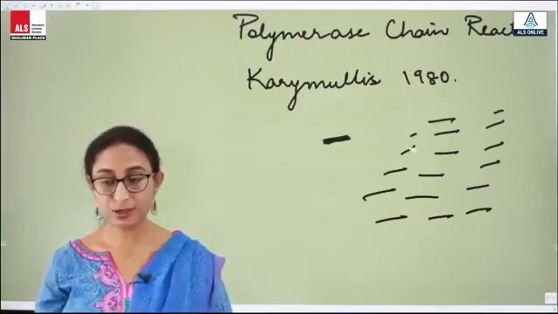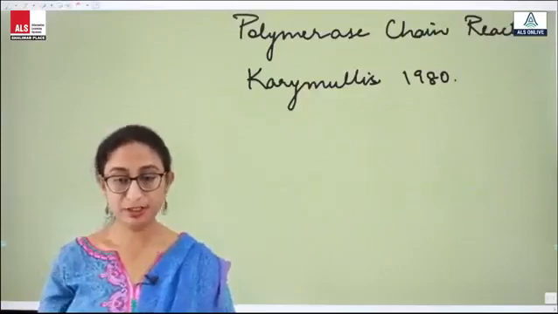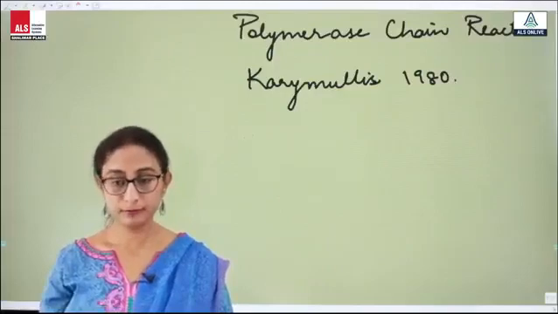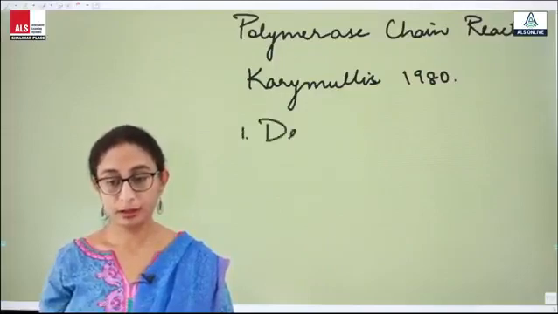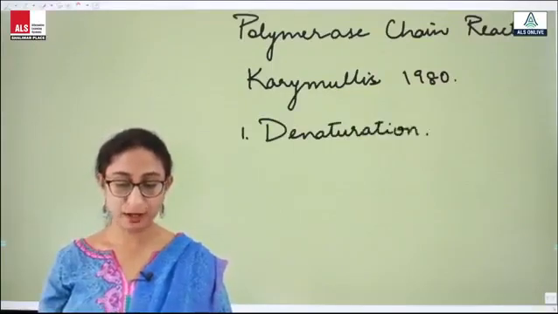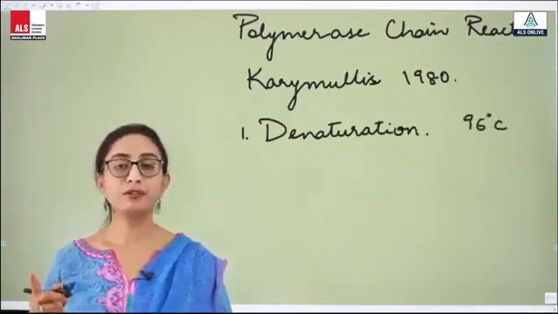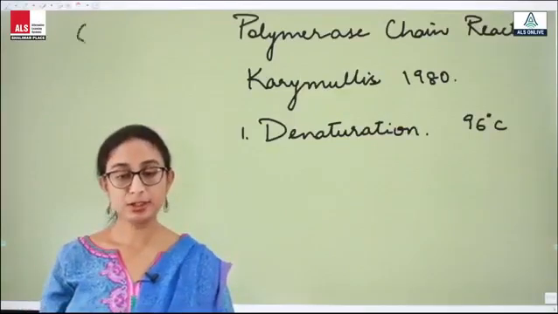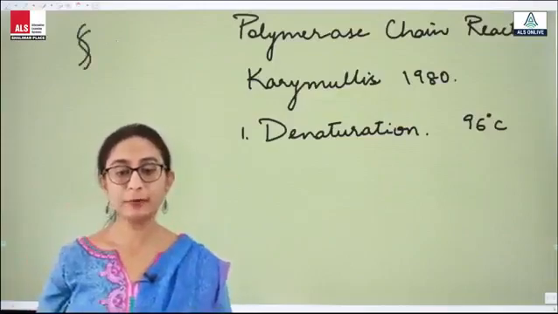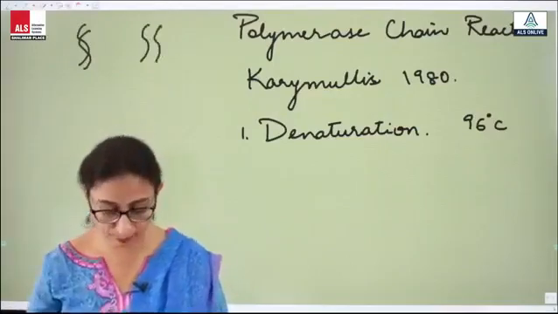First one is denaturation. The first step of polymerase chain reaction is denaturation. So what happens during denaturation is we increase the temperature to 96 degrees centigrade so that the two strands of DNA will uncoil. We know this is the structure of DNA, right? There are two strands which are coiled like this. So when we increase the temperature to 96 degrees, they will uncoil and become separate strands. So this is the first step, denaturation.